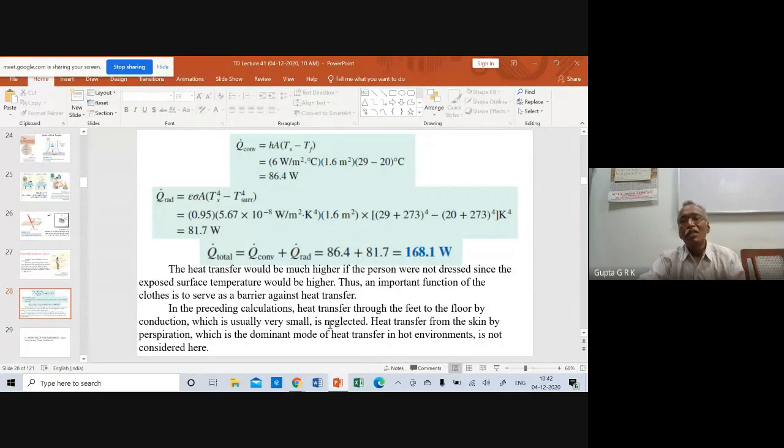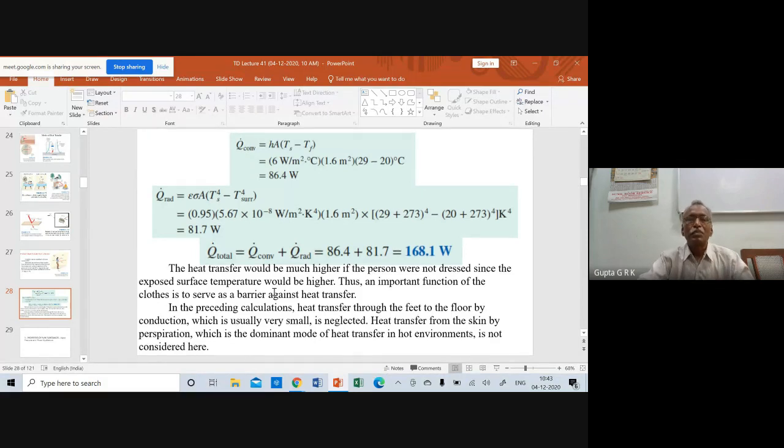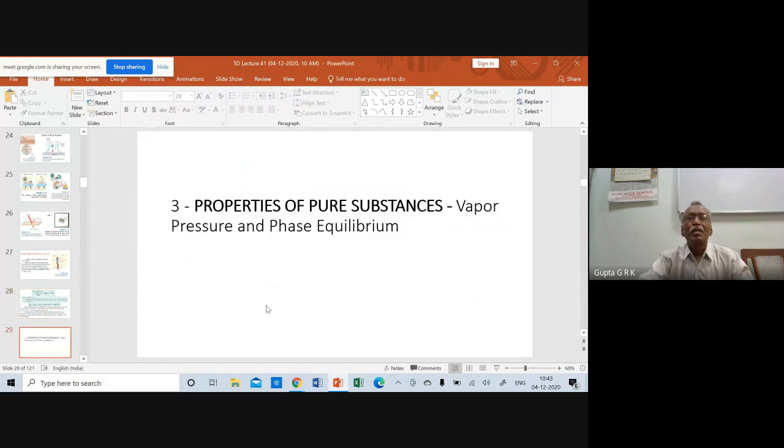All three modes will be taking place, and some of it we can neglect compared to the total, because it is 86.4 and 81.7, and if you get some 3.5 or something, that can be neglected compared to this total heat transfer. That is the way we can estimate what is the heat transfer from a body at some surrounding temperature.